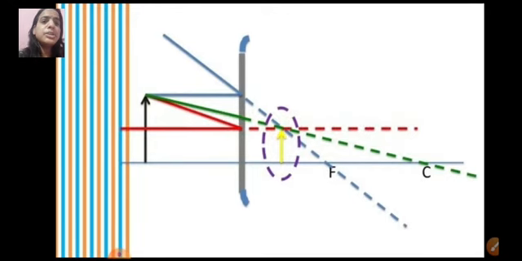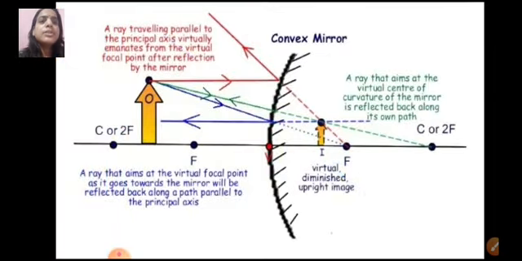Now let us locate the image formed by a convex mirror. Here you can see where the image is formed. First of all, the object is at infinity, light rays are coming from the object, so the image will be formed between the pole and the focus. Again, you can see here the object is between the center of curvature and the focus.